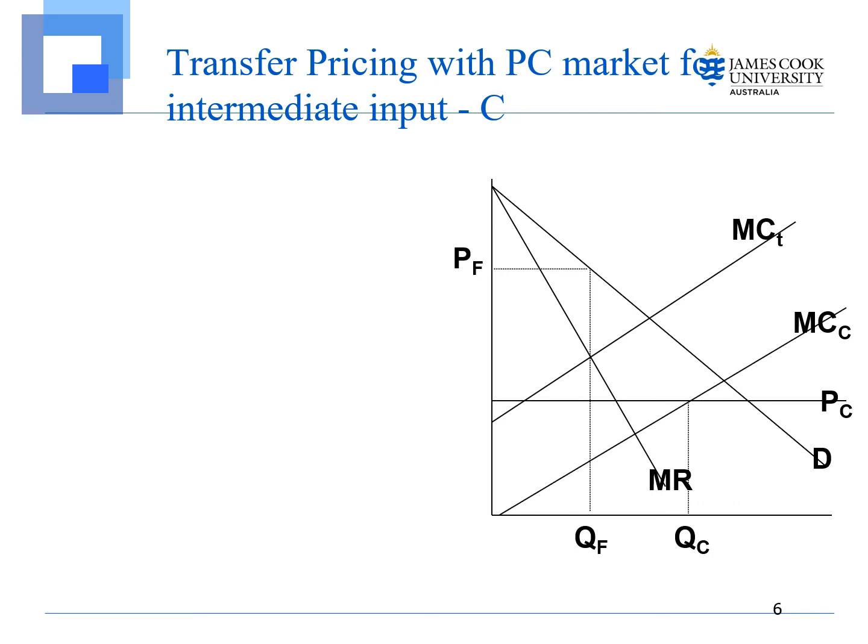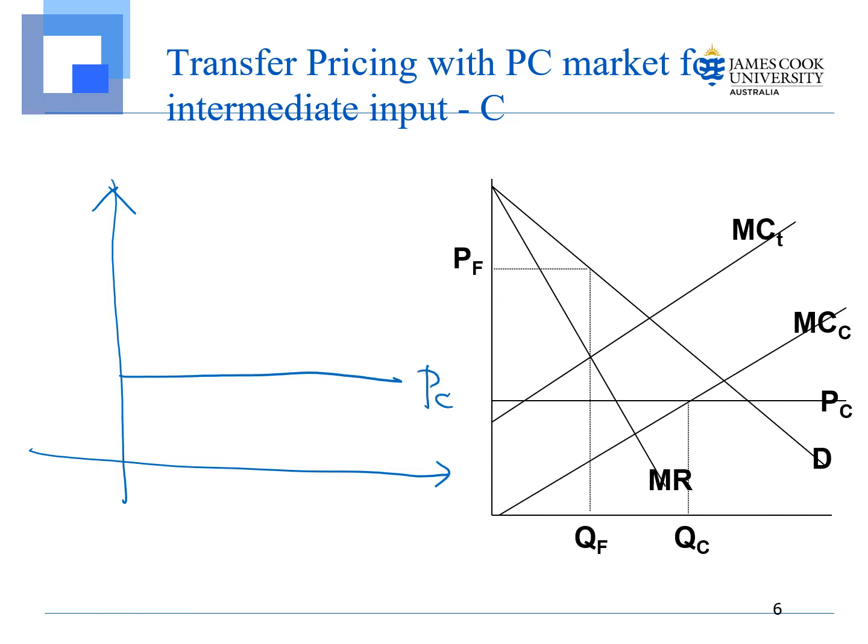All right, if there is an external market, the situation will be a little bit different. Now there is an intermediate input market, the market for the component, and let's assume that the price there is PC. We know the marginal cost of producing the component. The component division can sell their components in the market, so they are going to follow MR equal to MC, and they are going to produce this many components.